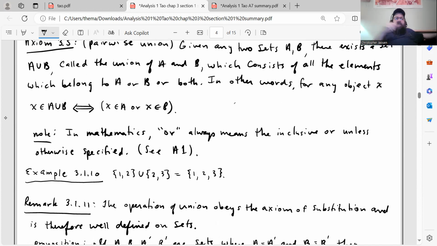And just a note, I think I probably have mentioned this before in some other video, but in mathematics, the word or always means the inclusive or unless otherwise specified. And he says here, see appendix section 1, because that's where we talk about logic, the logical operators.